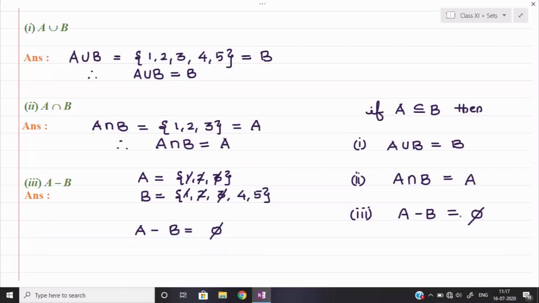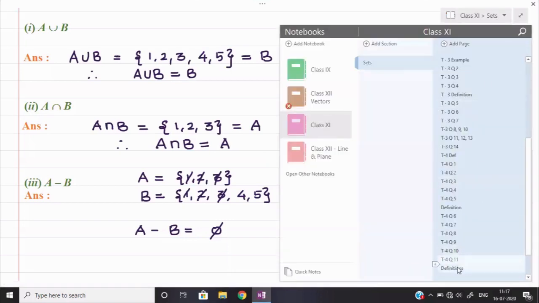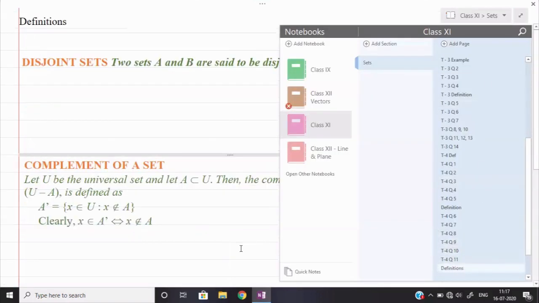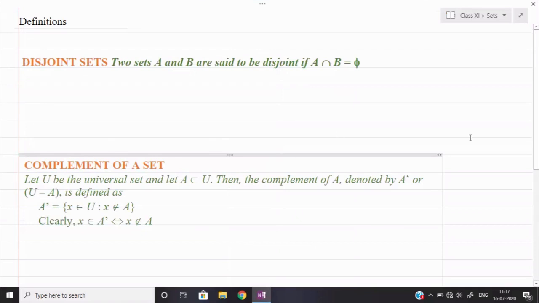There are many rules given in set theory that we can implement in many other questions. So let us now see some definitions that we need to cover. Some definitions I am taking now. The first definition is of disjoint sets. Disjoint sets mean what actually? If the intersection of two sets is equal to ∅, then we say that the two sets are disjoint.